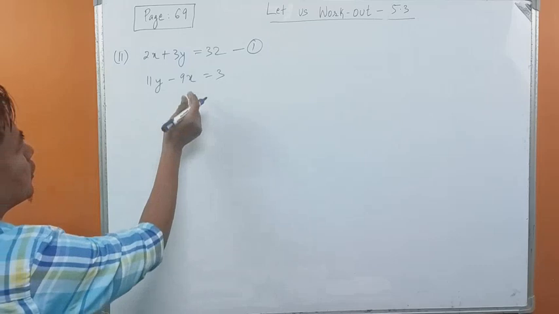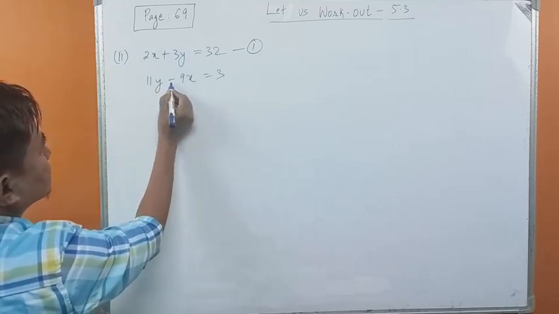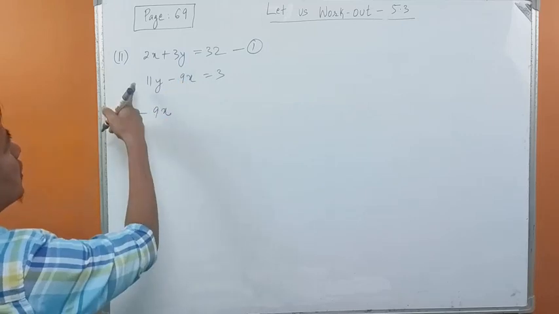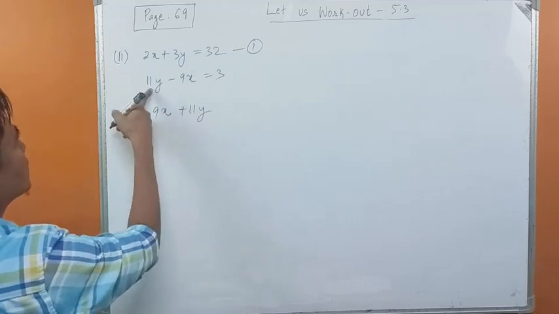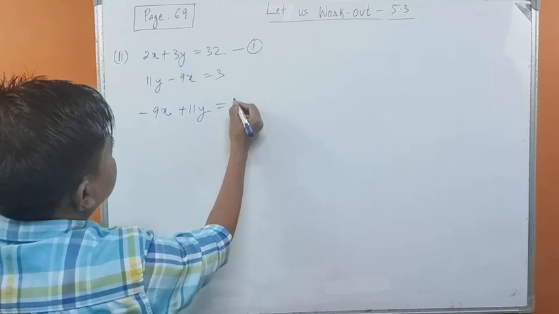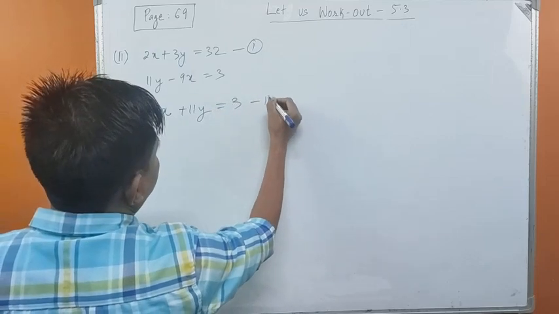Now what we do is, we write this x first and this y later, okay? So 9x has a minus sign. We should not forget the sign of 9x. We write minus 9x plus 11y, isn't it? This 11y has a plus sign. No sign means plus, isn't it? So equals 3 on the right hand side. So this is equation 2.